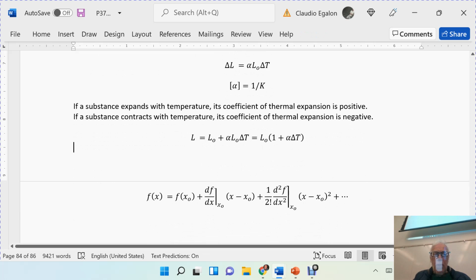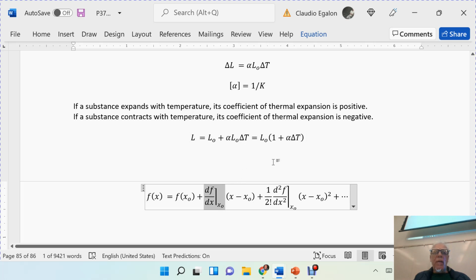The difference is that I didn't go to the second order term. f of x naught is L naught, which is the L calculated at the initial temperature T naught. Alpha L naught is my first derivative calculated at T naught. Delta T is exactly T minus T naught, which corresponds to x minus x naught. And if you're dealing with larger ranges of temperature, then just going to the first order term is not enough to get a good estimate of the length. Then you have to go for the second order term, and so on.